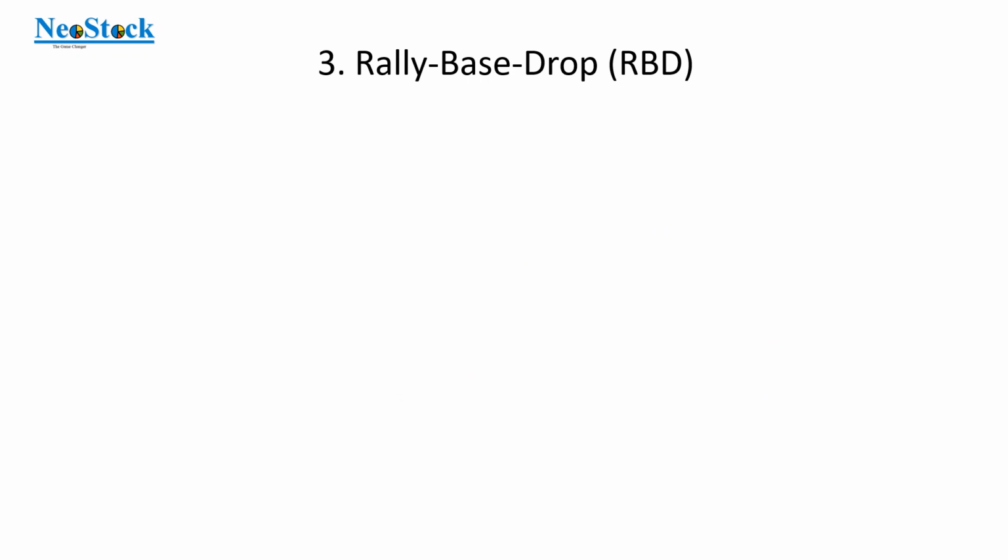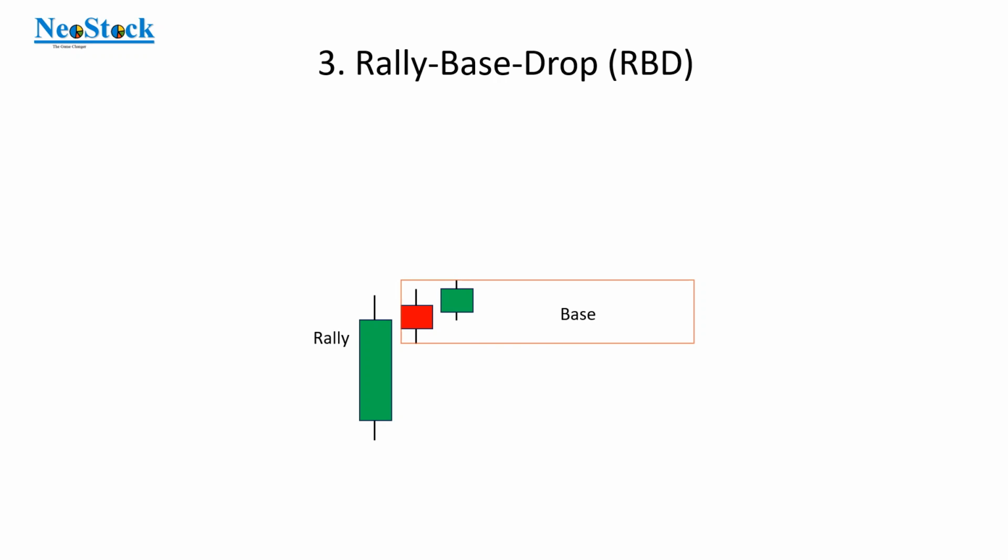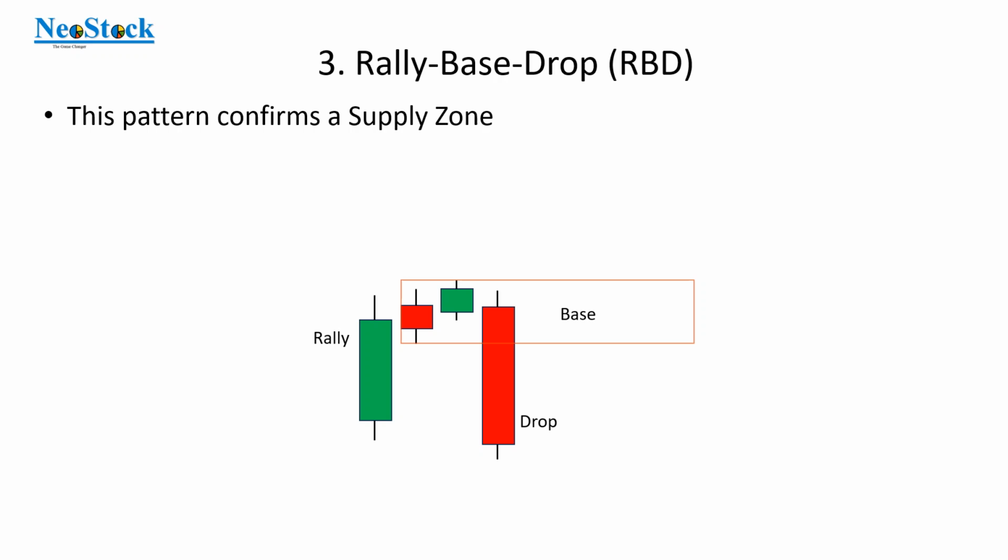And the third type is rally base drop. So we have a leg-in as a rally candle, then followed by base. After this base, we have a drop candle, the leg-out as a drop candle. So leg-in is the rally and leg-out is the drop. If the leg-out is the drop, that always confirms the supply zone. That's why this pattern confirms a supply zone.